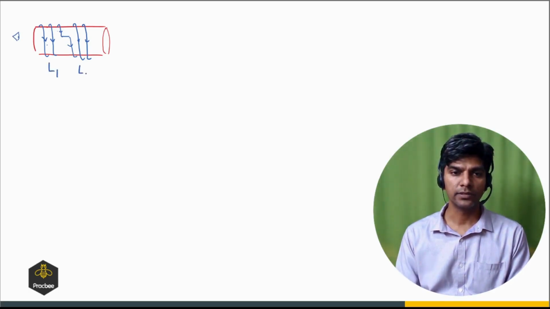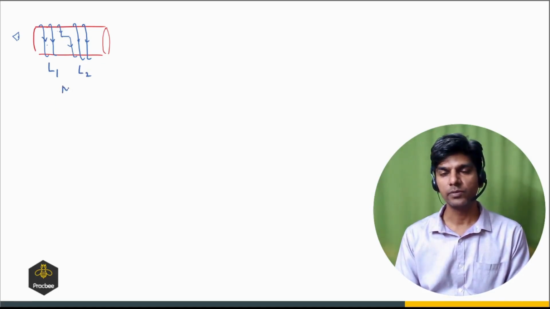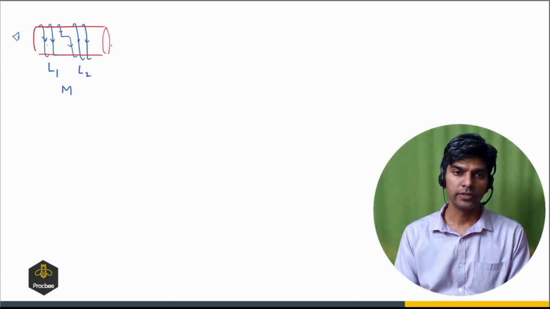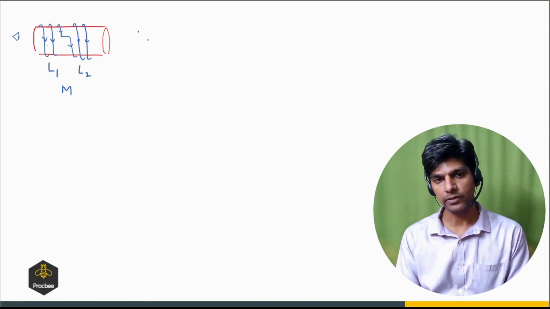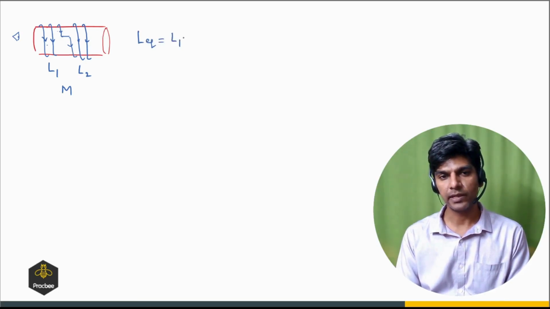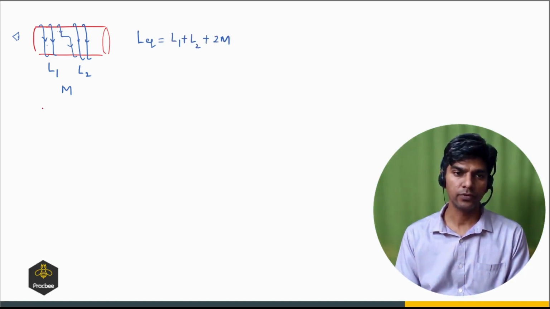L1 and L2 are the self-inductances for these two coils or inductors, and let us say M is the mutual inductance between them. So in this case, if I want to replace these two inductors with a single inductor, L equivalent will be given as L1 plus L2 plus 2M. But suppose we have two solenoids or two inductors, but the current is in the opposite direction. So this is the first inductor and this is the second inductor.